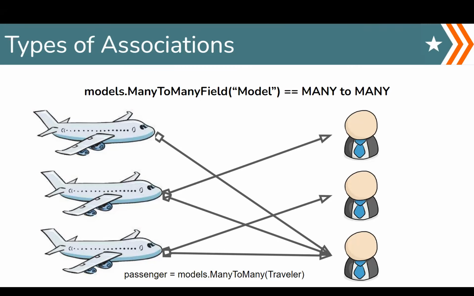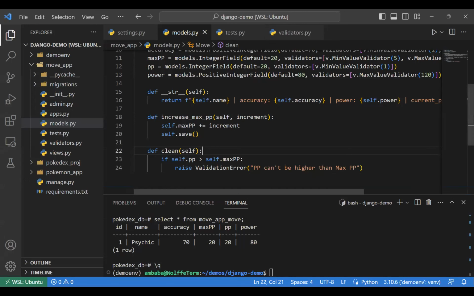So yeah, let's go ahead and jump back over into VS Code. As we just talked about, we're going to create a many-to-many relationship between our Pokemons and our moves. Why are we creating a many-to-many relationship between them? Well, one Pokemon can have a bunch of different moves, but also one move can be associated with a bunch of different Pokemons.